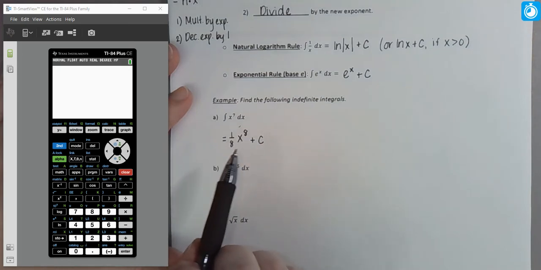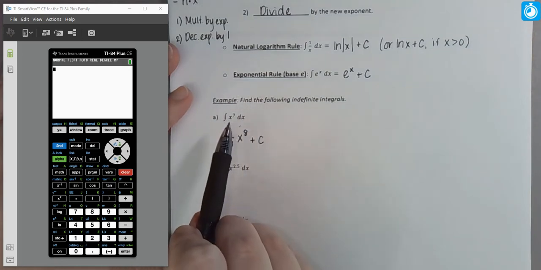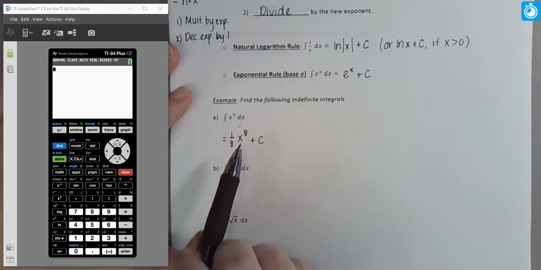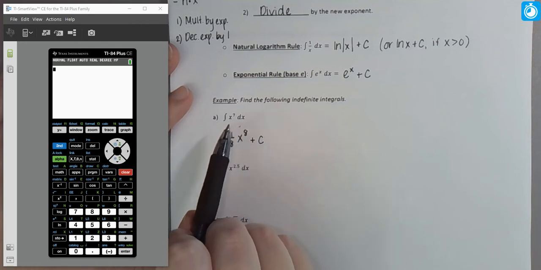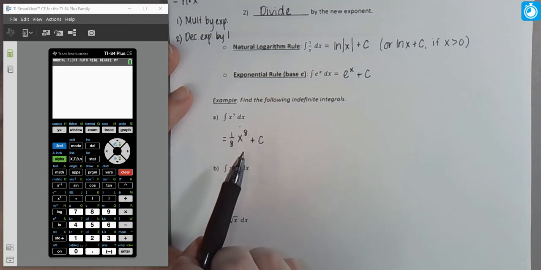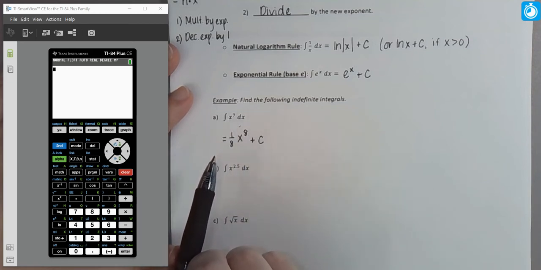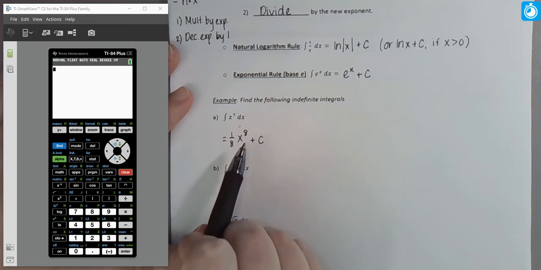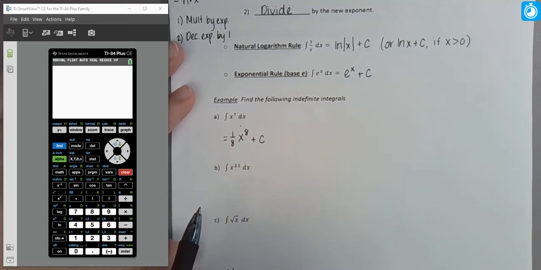How can we check this? Well, if we differentiate this function, we should get back to what we started with. So imagine differentiating this particular expression. That would require the power rule for differentiation. So we'd bring down our exponent. That becomes 8 times 1 over 8, which is just 1. And then decrease the exponent by 1, which would give us x to the 7th. And of course, the constant differentiates to 0. So that means that our antiderivative checks out.